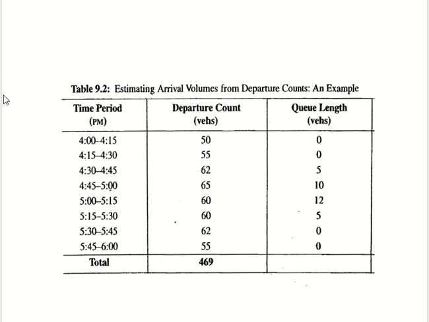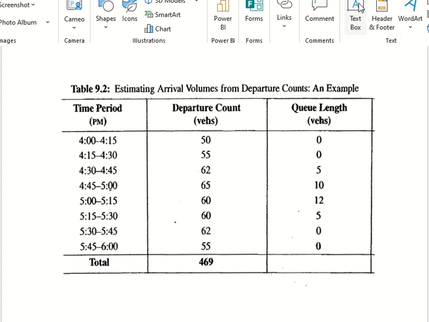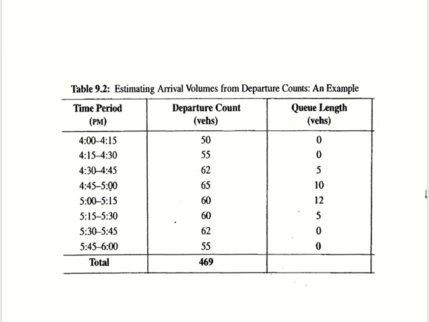Clear? Okay. Now, if I want the number of vehicles arrived for the first time interval, there are 50 vehicles which have left. Do I have any queue now? No. Do I have any queue from the previous time interval? No. Okay, so it will be 50 plus 0 minus 0.